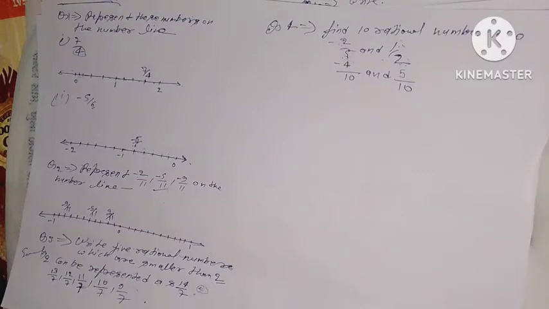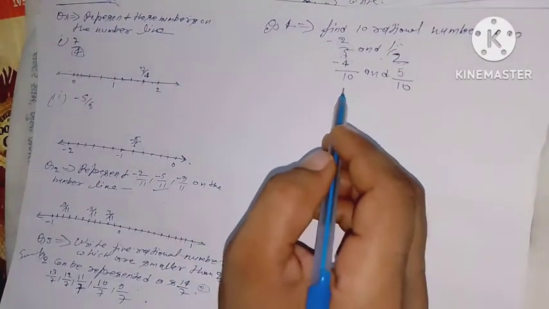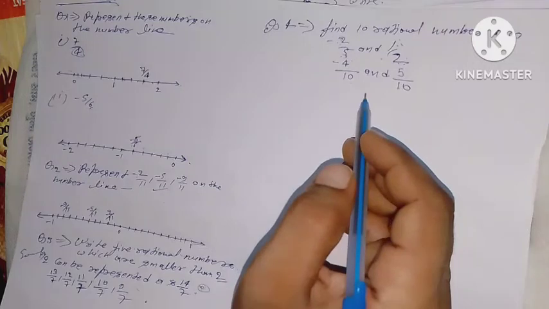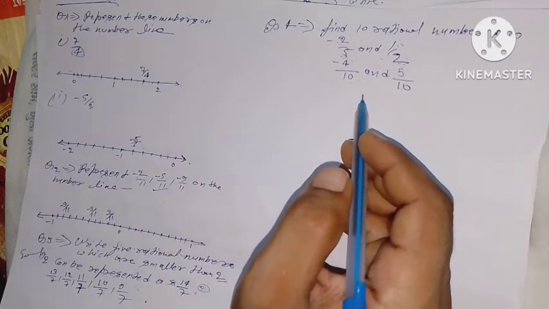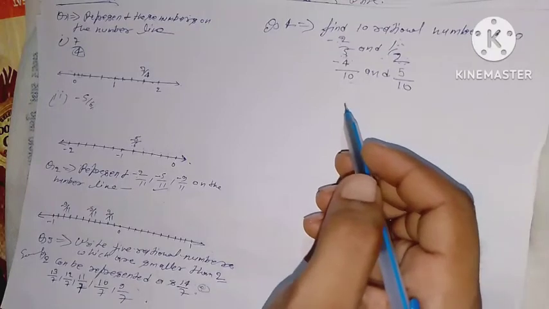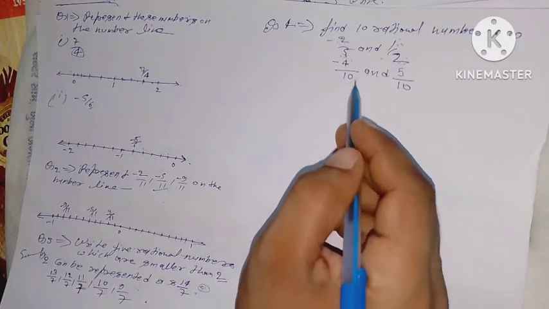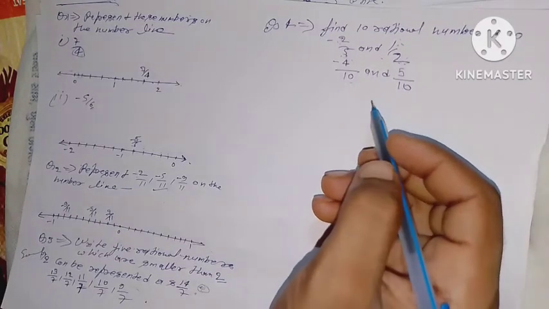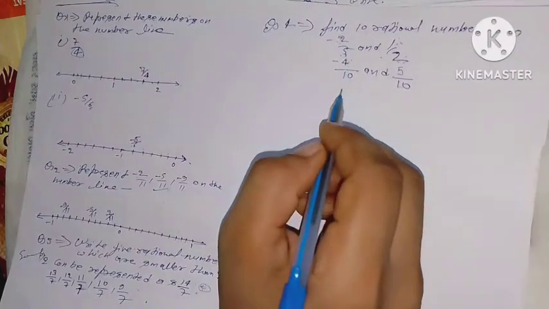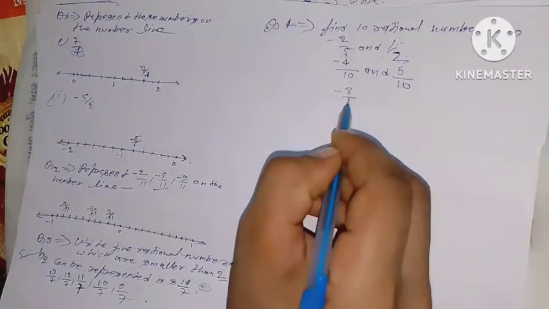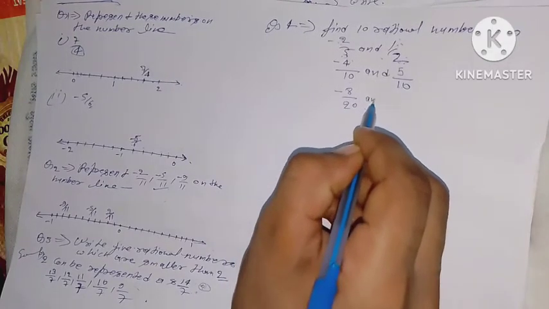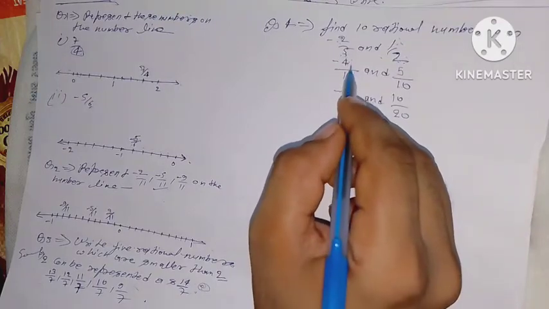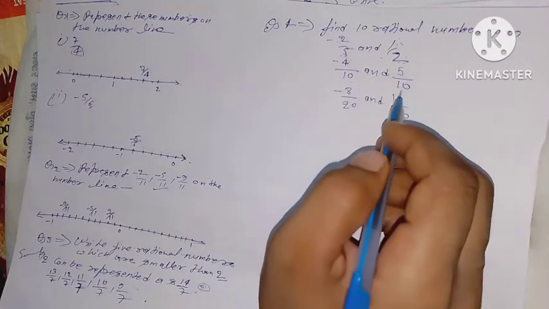The denominators of both are now equal, but there are no 10 rational numbers present here. Then we will multiply both by 2. 2 times 4 is 8, so minus 8 upon 2 times 10 is 20, and 2 times 5 is 10 upon 2 times 10 is 20, multiplying both numerator and denominator by 2.